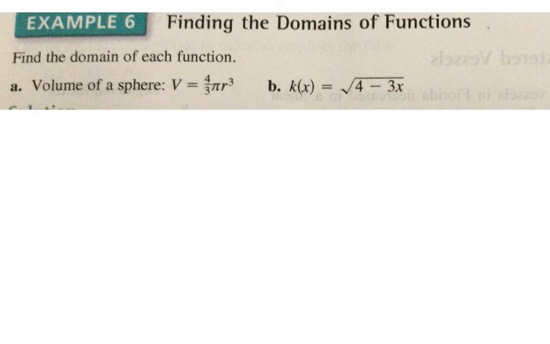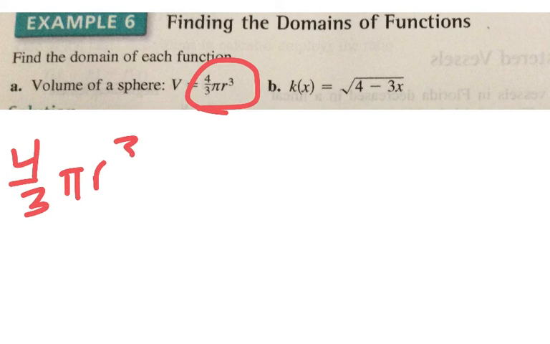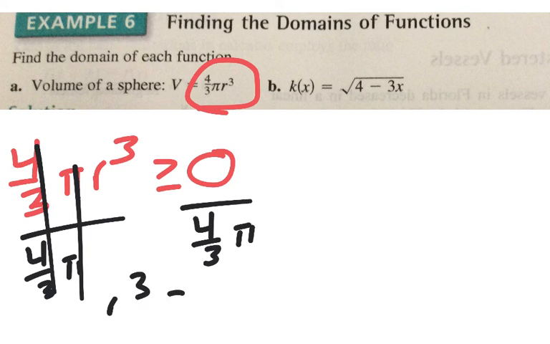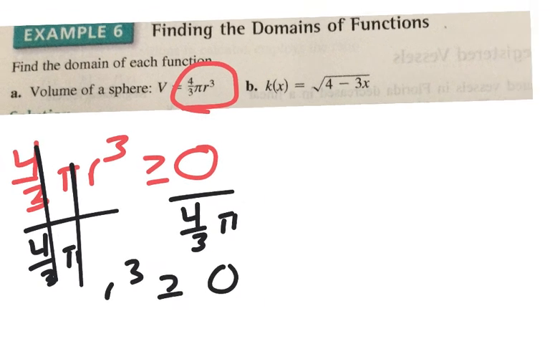Okay, so if I'm finding the volume of a sphere, can this number be negative? No. Can you have a negative volume? No. Volume cannot be any less than 0. So that means that this number here cannot be less than 0. It has to be bigger than or equal to 0. So if I solve, I'm going to divide by 4/3 pi. Divide by 4/3 pi. Well, guess what that's going to give me? r cubed is greater than or equal to 0.